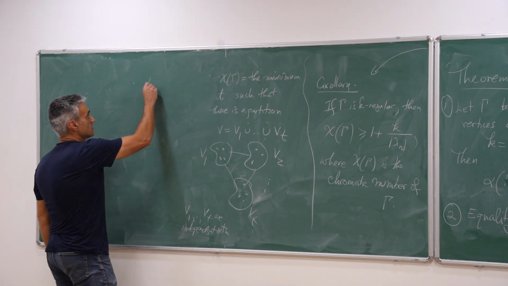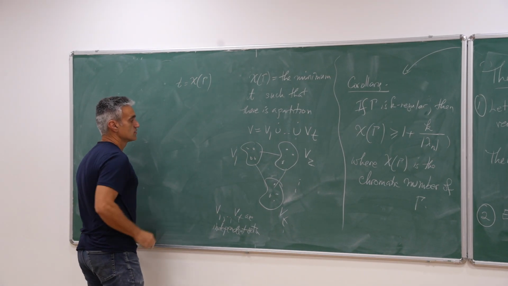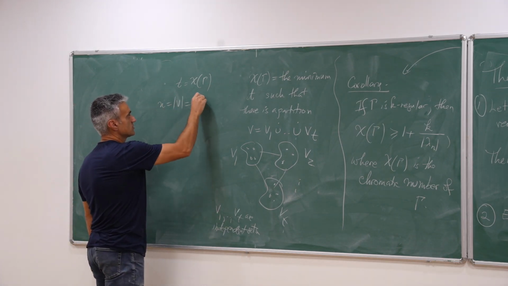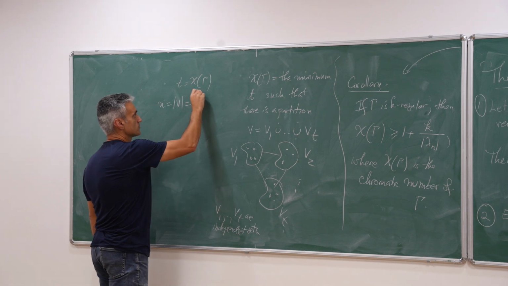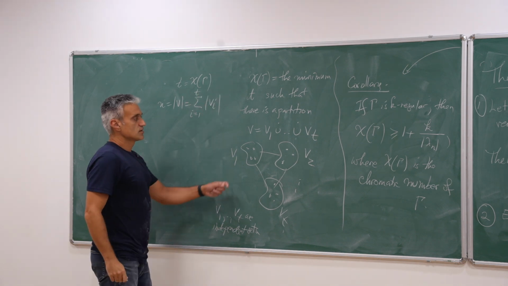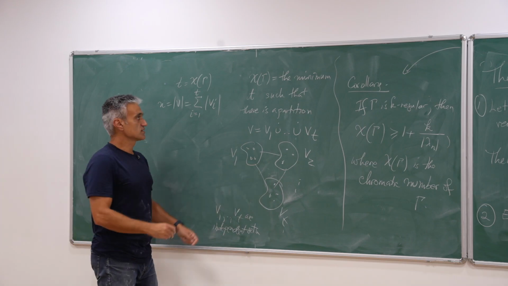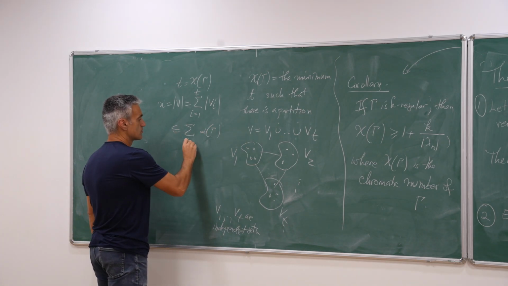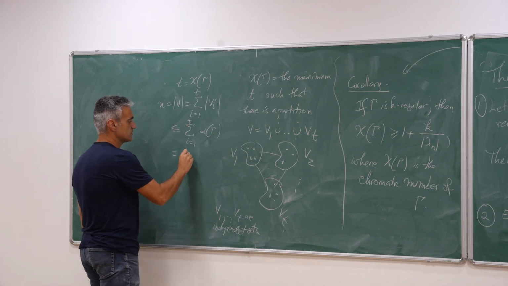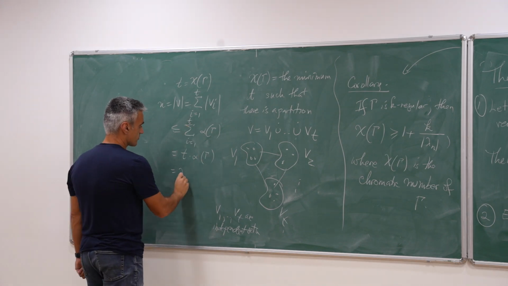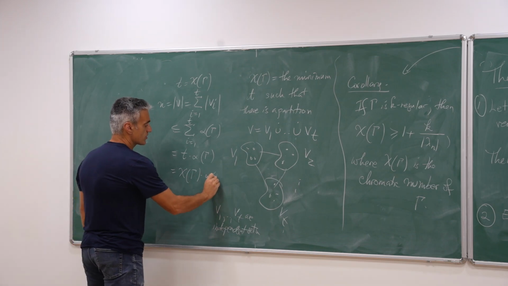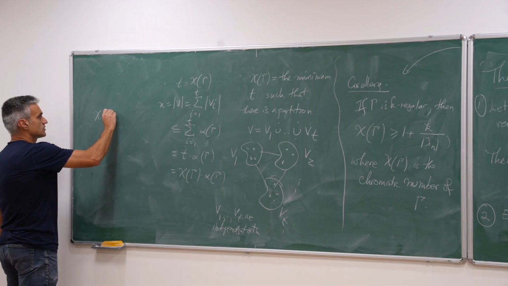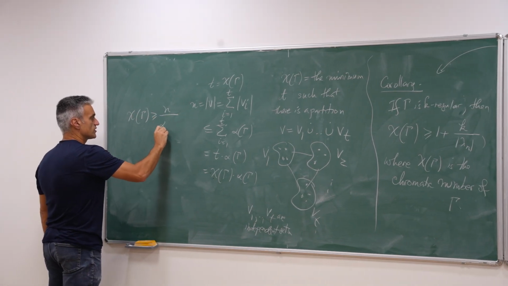So if t is the chromatic number of gamma, the number of vertices n is the cardinality of V. It's the sum over i from 1 to t of the cardinality of Vi. Each Vi is an independent set, so its cardinality is less than or equal to alpha of gamma. So what you get here is t times alpha of gamma, the chromatic number times alpha of gamma. So if you write it in terms of chi of gamma, you get that chi of gamma is greater or equal than n divided by alpha of gamma.